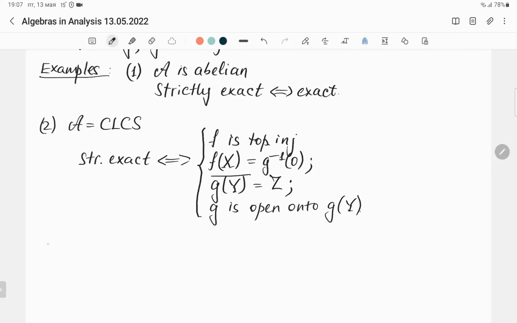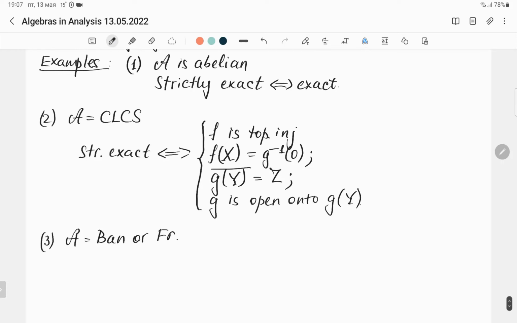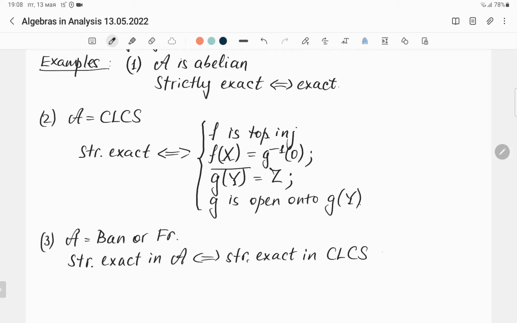And example 3. Suppose that A is either the category of Banach spaces or the category of Fréchet spaces. Then it turns out that our sequence is strictly exact in A if and only if it is strictly exact in the category of all complete locally convex spaces, and if and only if it is exact in the category of vector spaces.